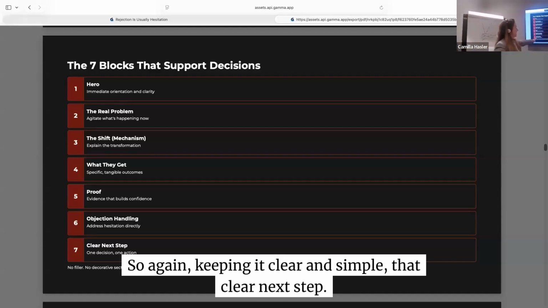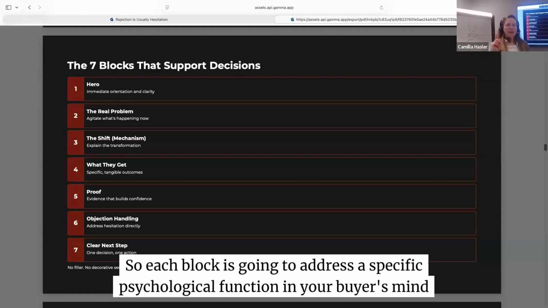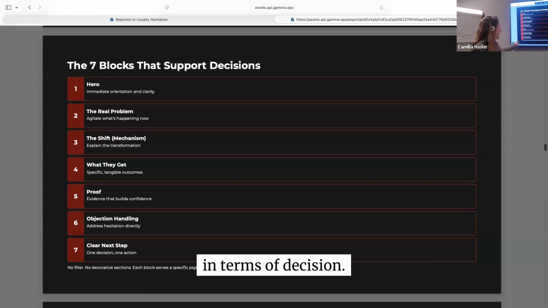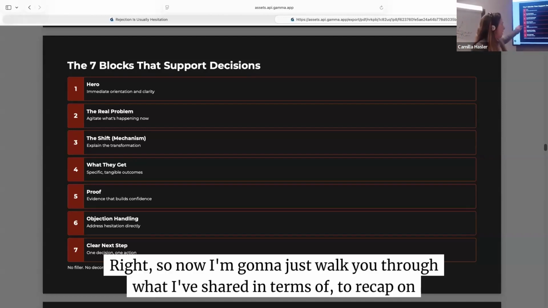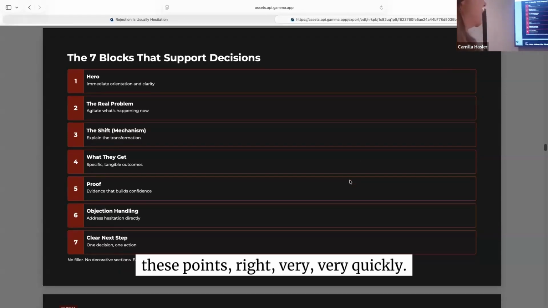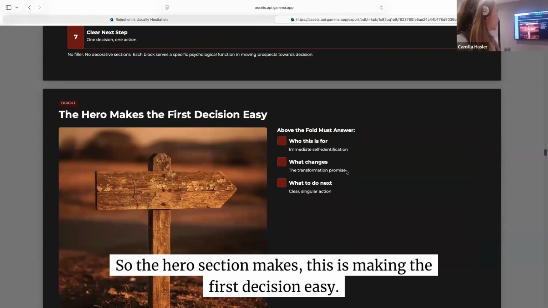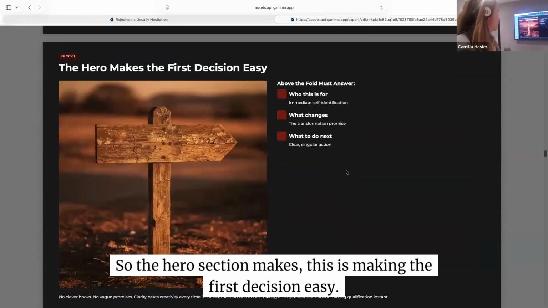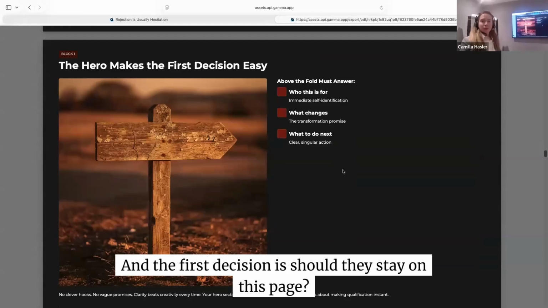So again, keeping it clear and simple, that clear next step. Each block is going to address a specific psychological function in your buyer's mind in terms of decision, right? Now I'm going to walk you through a recap of these points, very, very quickly. The hero section is making the first decision easy. And the first decision is, should they stay on this page?